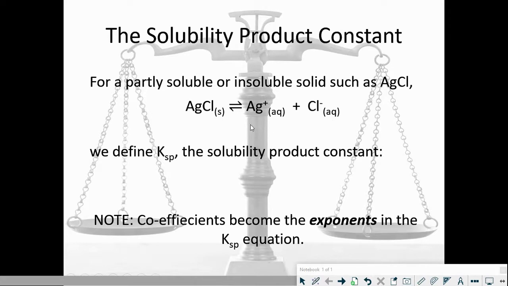At this point, we will define a new K value. This is called the solubility product constant. And also remember that when we make a KSP equation, the coefficients in front of the ions will become the exponents.